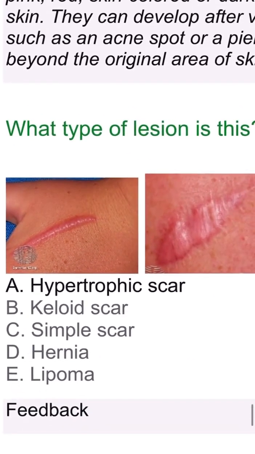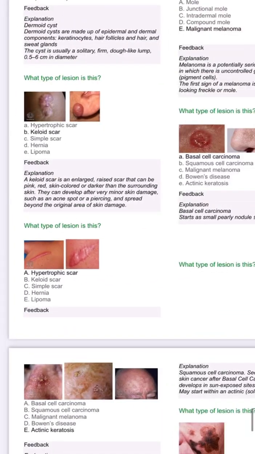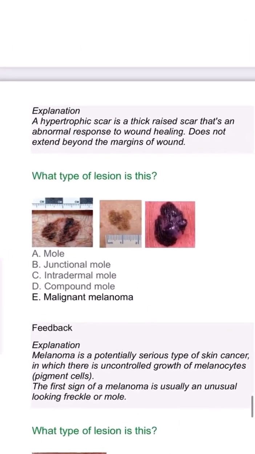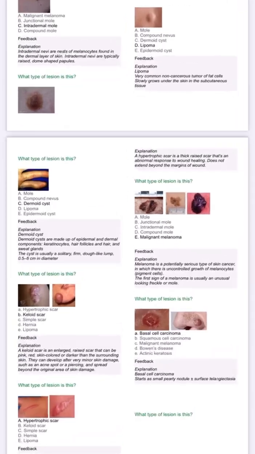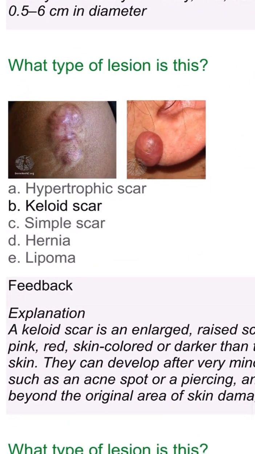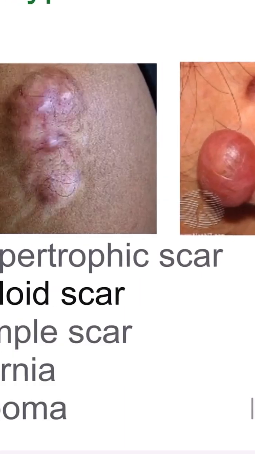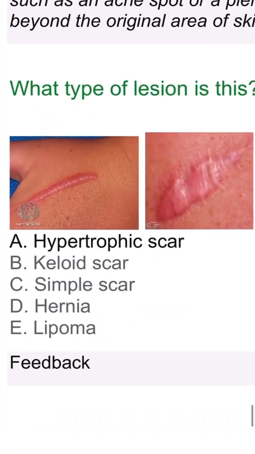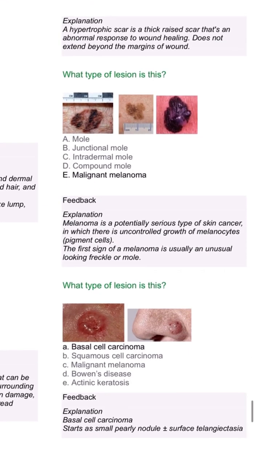And what is this? This is a hypertrophic scar. These are keloid. These are hypertrophic. So a hypertrophic scar is a thick raised scar that's an abnormal response to wound healing. It does not extend beyond the margins of the wound. Keloid scar spreads beyond the original area, but hypertrophic scars do not extend beyond the margins of the wound.